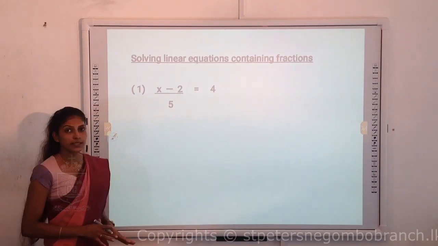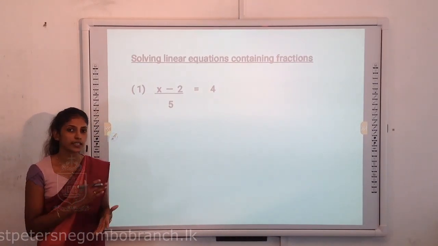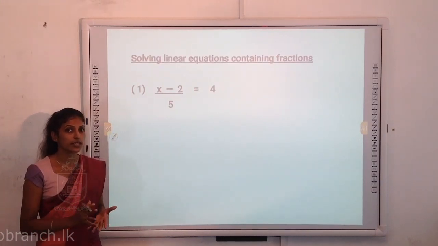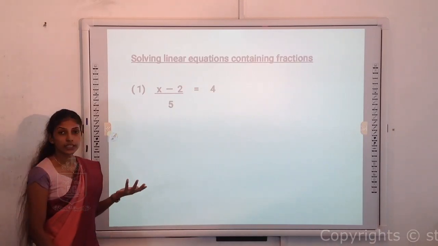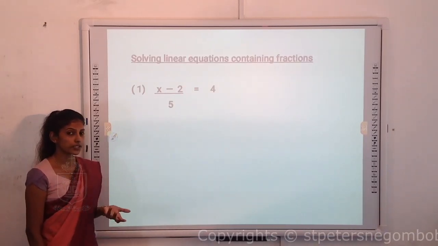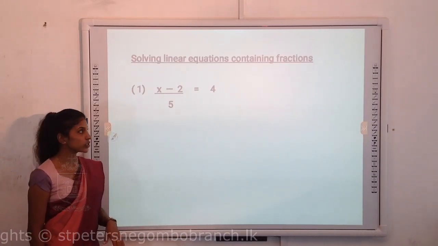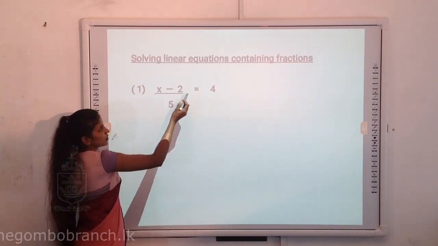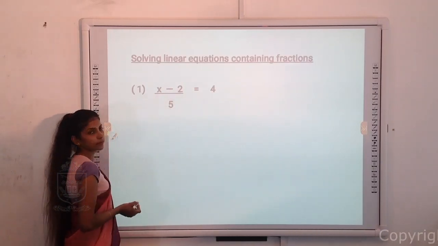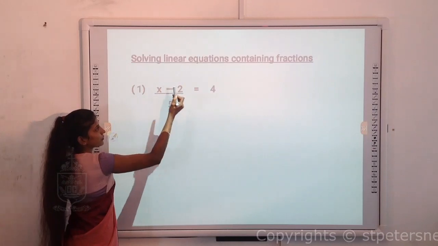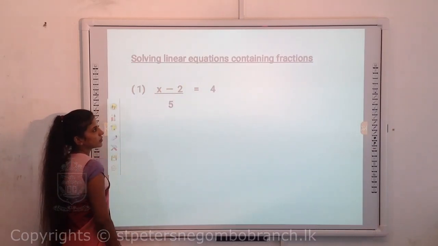Okay, let's move to the next part of solving equations, that is solving linear equations containing fractions. Earlier we had fractions, earlier we had equations with brackets, now we have equations containing fractions. So let's see how we can solve equations when we have fractions. Now you all can see an expression here, x minus 2 is divided by 5. So this is the fraction here. So how to simplify these types of equations?